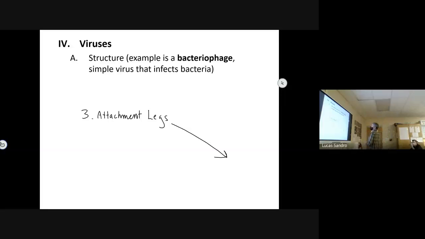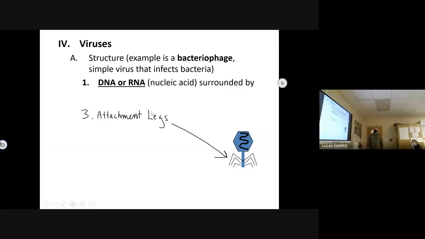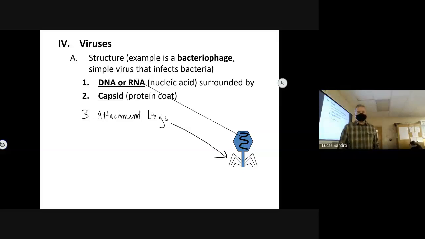The structure of a bacteriophage is kind of like a little alien lander, right? It looks like a little capsule. It's got DNA or RNA in the middle, nucleic acid in the middle. Surrounding that, it has something called a capsid, which is mostly made of protein. And then in the case of a bacteriophage, you have these little attachment legs.